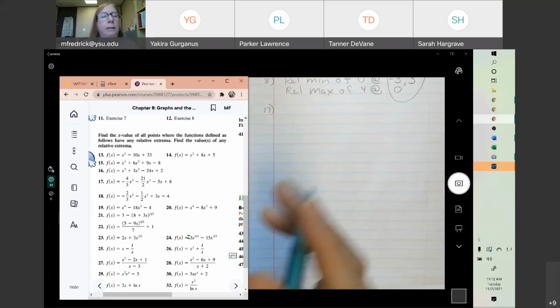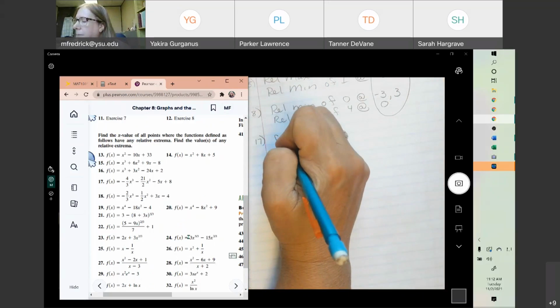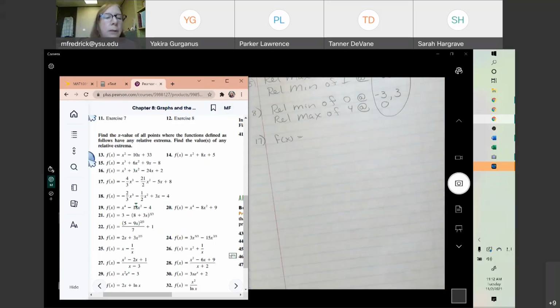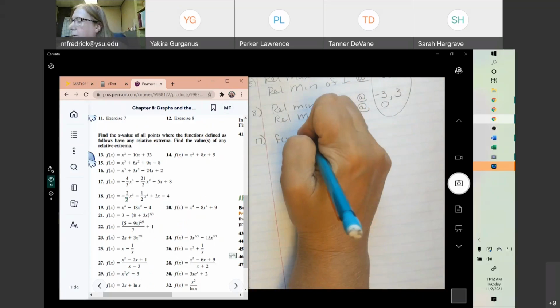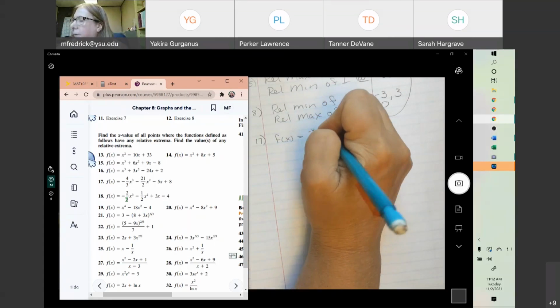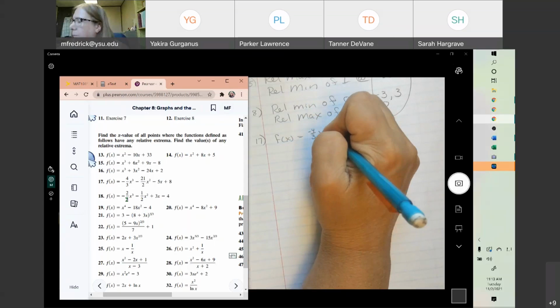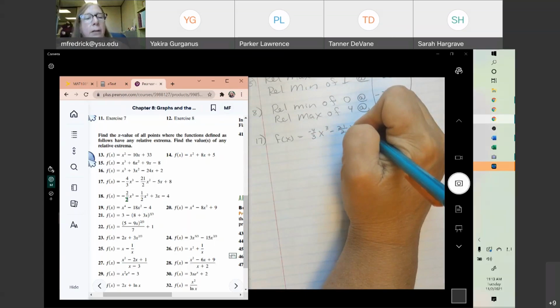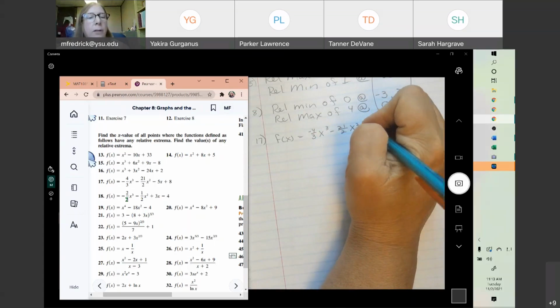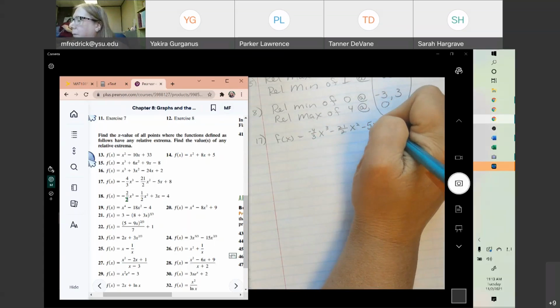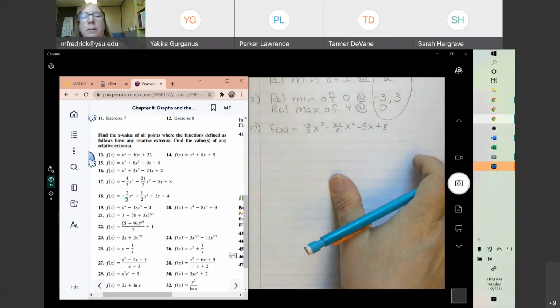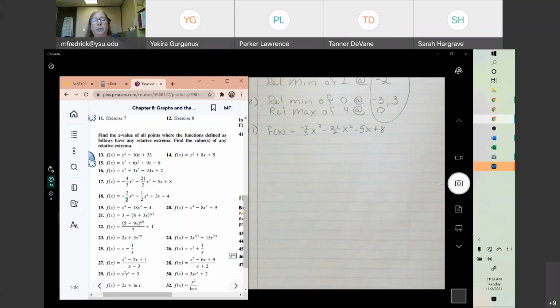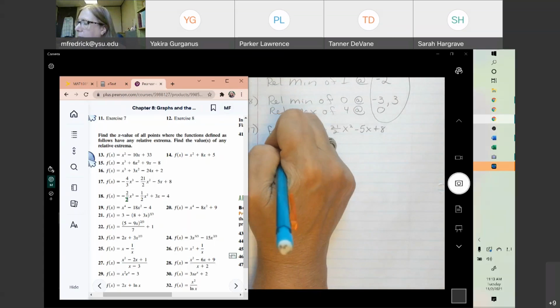Number 17. F of x equals -4/3 x cubed minus 21/2 x squared minus 5x plus 8. Okay. So the first thing we need to do is find the critical numbers. To find the critical numbers, we need to take the derivative. So go ahead and take the derivative.